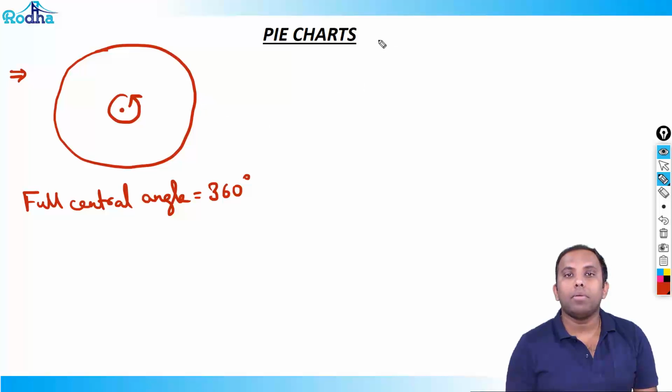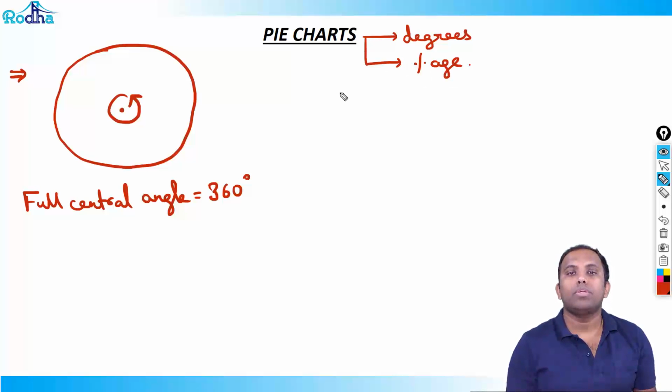So pie charts can be in degrees. Pie charts can be in percentage, right? It's their wish. We have to just see which kind of question is given to me, right? So full central angle is 360 degree in a pie chart. Okay. So how to draw a pie chart, right?